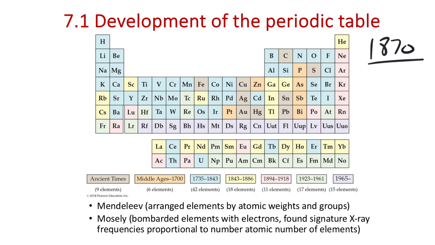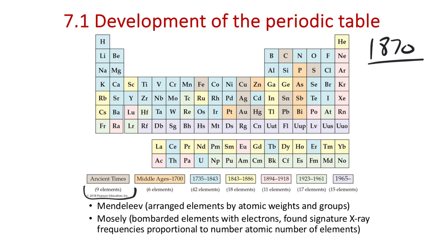And this is well before we knew about electrons, well before we knew about protons. The thing that the scientists at the time knew was a little bit about molar mass of the different elements. They knew a little bit about how to break down a substance into its constituent elements, and then they were able to figure out some properties of those elements from there.